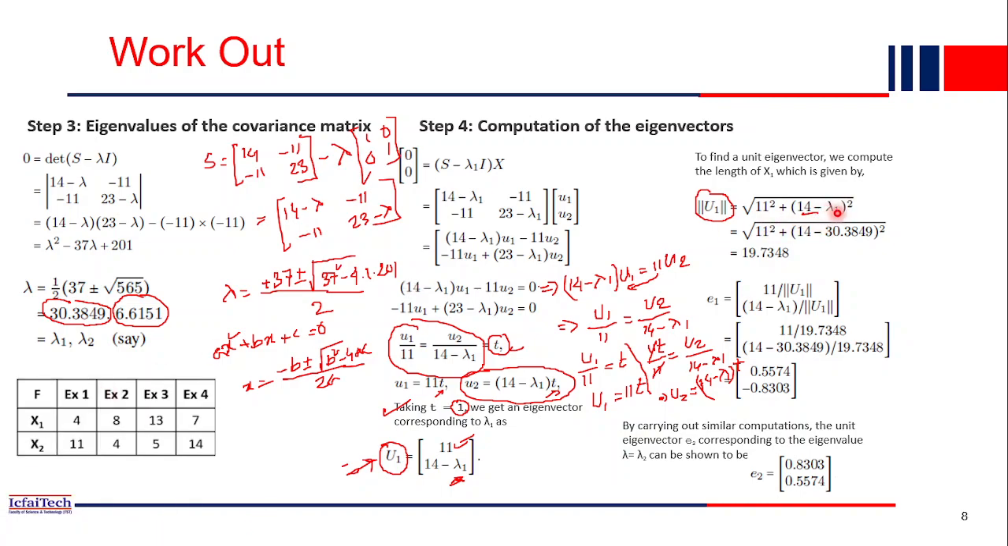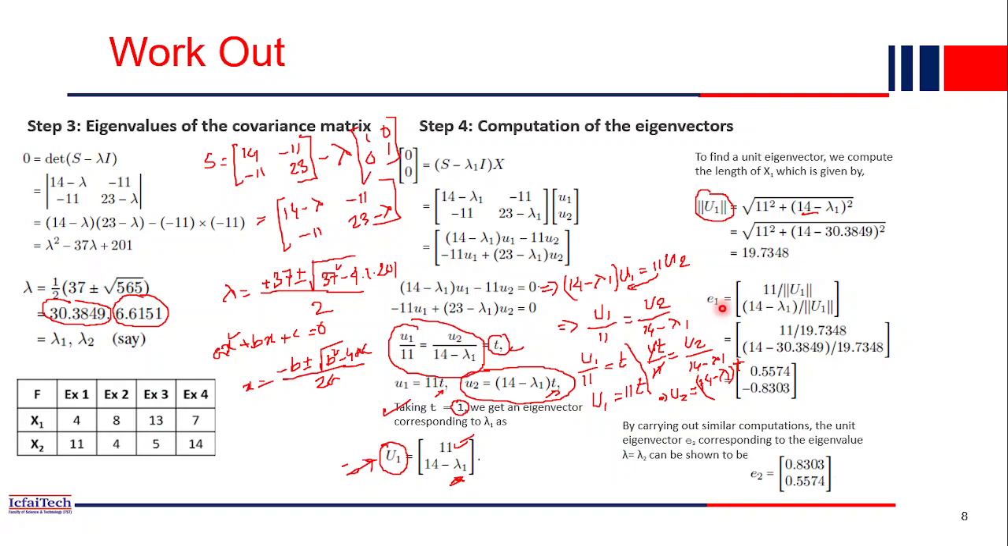So now here you substitute the value of lambda 1. Lambda 1 is 30.38, right? 30.38 calculated. So lambda 1 is 30.38, and this expression if you solve, you will get u1. u1 means basically length of the u1 matrix. u1 means what? The unit, that is, eigenvector is u1. So length of the vector is 19.73.